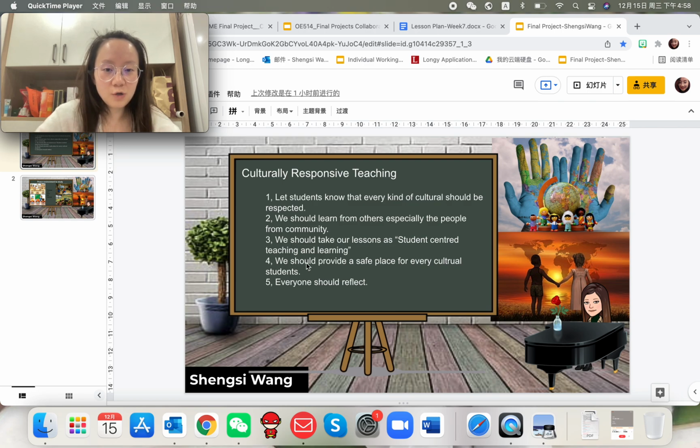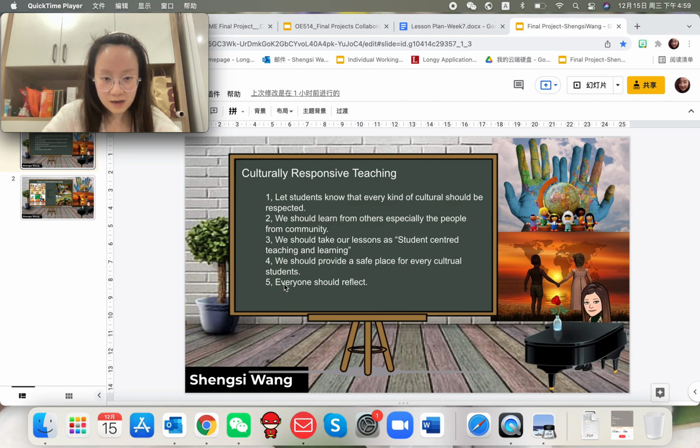And the fourth one is we should provide a safe place for students of every culture. This is very important, I think, because first, we need a very safe place, since if there is some shooting or something like that, it is very dangerous for students. And then every student in my classroom should feel free to talk to everyone, to communicate, to say what they think about this lesson. So I think it is very important, and this item is also linked to the first one. We need to respect every culture of the students in our classroom, so they can feel free to talk.